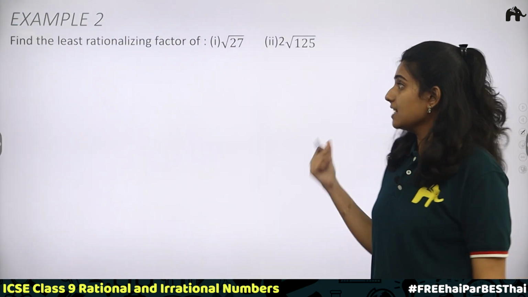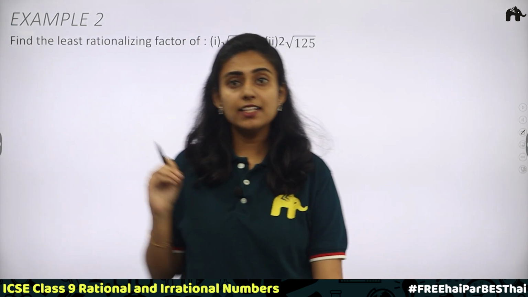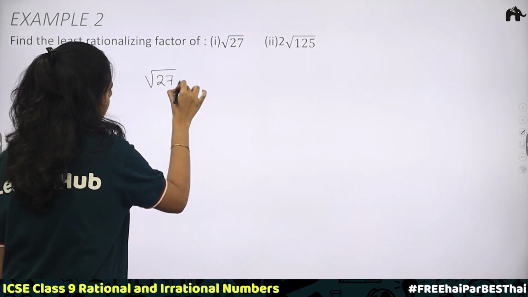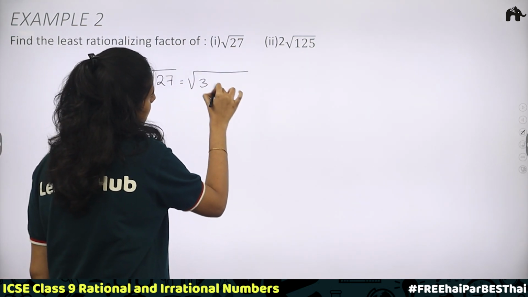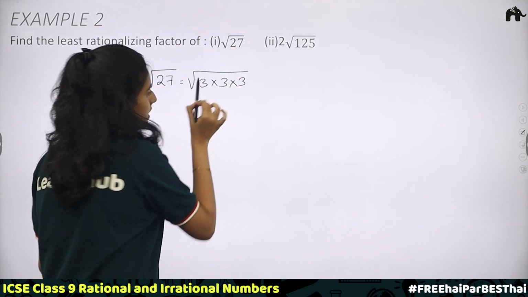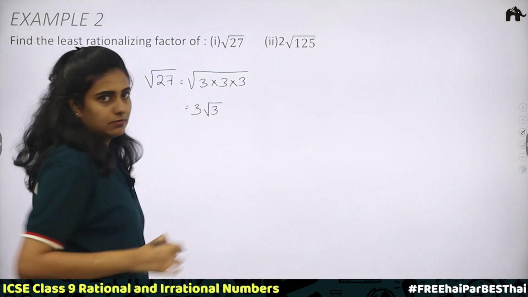Clear? Second example, find the least rationalizing factor of the first one, root 27. Root 27 can be written as root of 3 into 3 into 3. Two of these 3s can be taken out. It becomes 3 root 3.